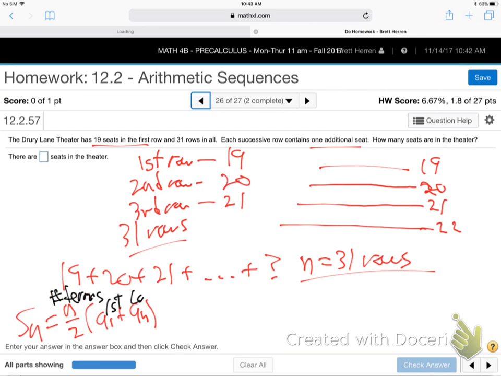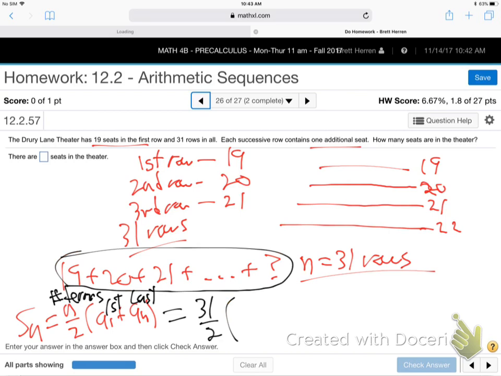a_1 is the first term, a_n is the last term. So what's the number of terms? 31. 31 rows, 31 terms, right? First term, 19. Last term, I don't know. Big question mark right there. What are you going to do? Put in the a sub n formula, because it's a sub n that's the last term. What's the a sub n formula? a sub n is a_1 plus (n minus 1)d.